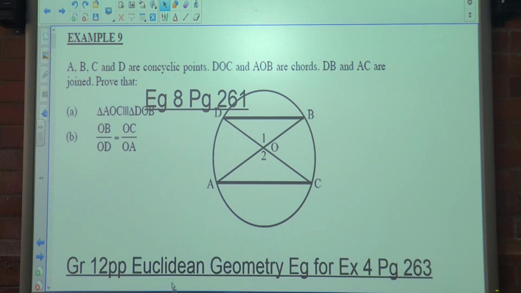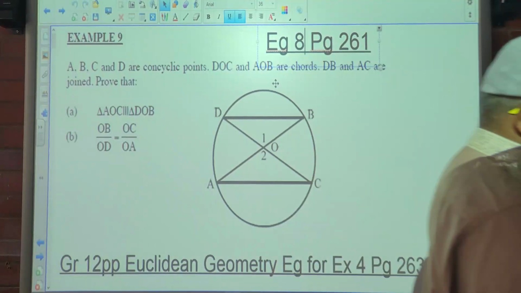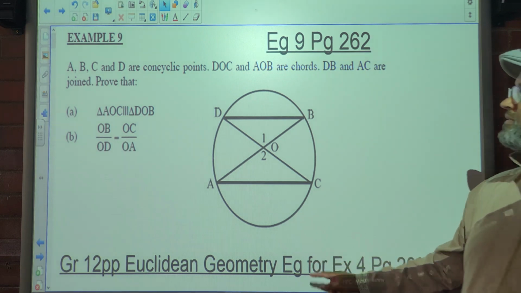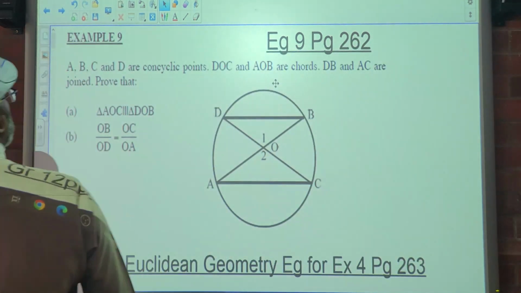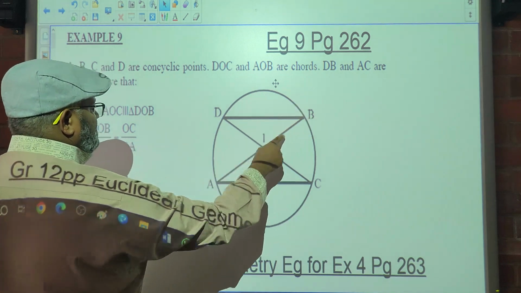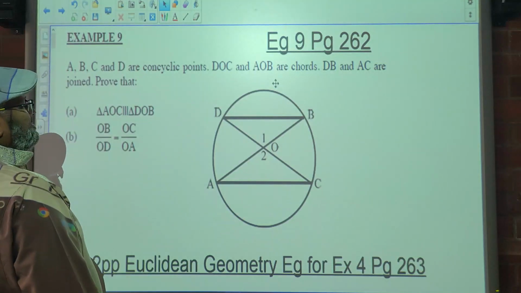This is example 9. Example 9 is on page 262. Okay. Example 9, we are told that A, B, C, and D are concyclic points. What does concyclic mean? A circle is drawn through those points. Not so? Then we are told that DOC and AOD are chords. BD and AC are joined. Prove that.